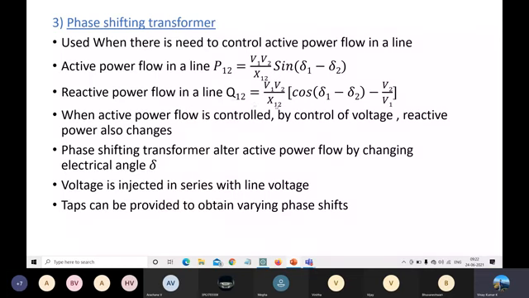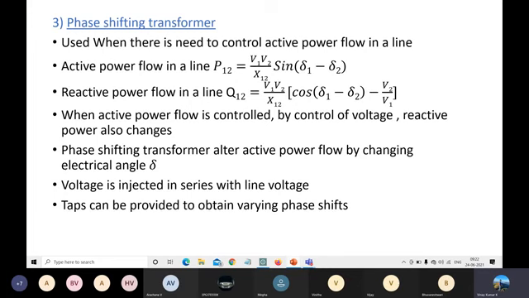So these are our phase angles. These are our electrical angles at which a voltage is measured. Okay. So when active power flow is controlled by control of voltage, automatically reactive power also changes. In the previous two transformers, we were controlling the reactive power directly by controlling the voltage, but here we are using phase shifting transformers to control the active power flow.